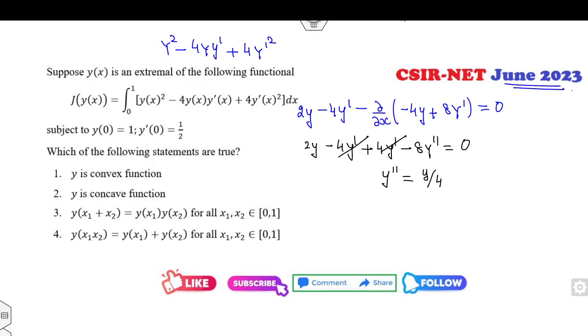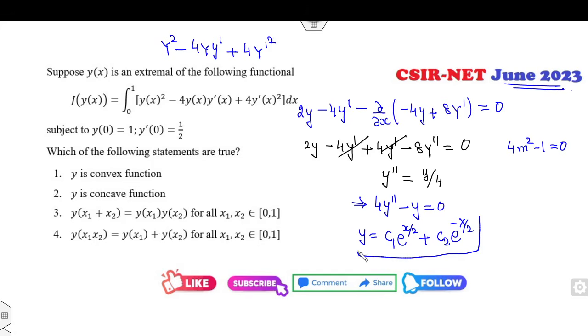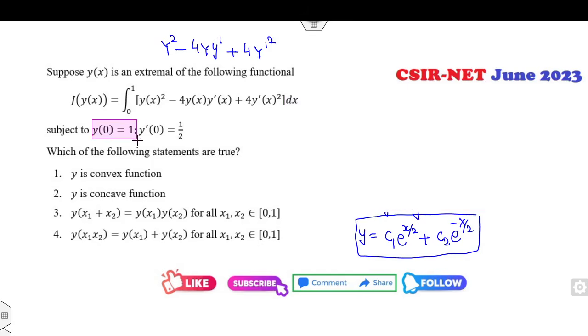Fine. So how can you find the solution? Or I can say 4 y double dash minus y is equal to 0. So the auxiliary equation will be 4m square minus 1 equals 0. So my solution is C1 e raised to power x over 2 plus C2 e raised to power minus x over 2. Fine. Once you get the solution, now let's see, the initial condition is y of 0 is 1.